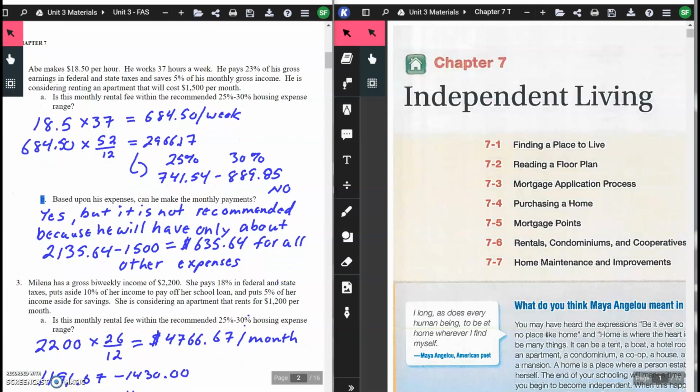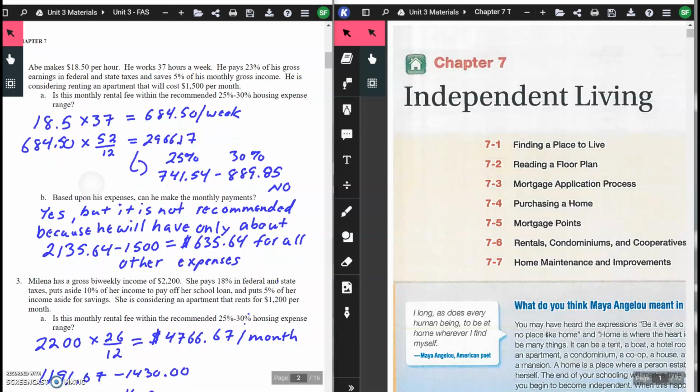Number 2, Abe makes $18.50 per hour. He works 35 hours a week. He pays 23% of his gross earnings in federal and state taxes and saves 5% of his monthly gross income. He is considering renting an apartment that will cost $1,500 per month. Is the monthly rental fee within the recommended 25% to 30% housing expense range?